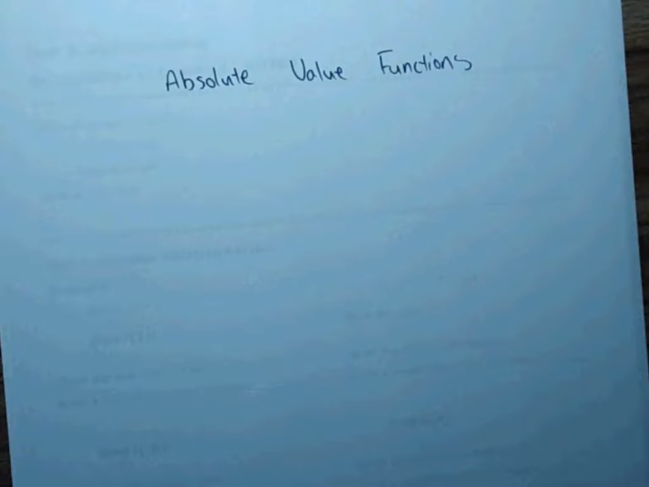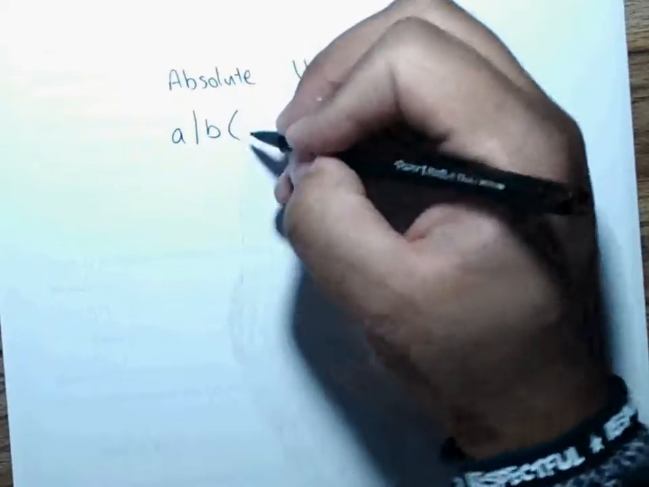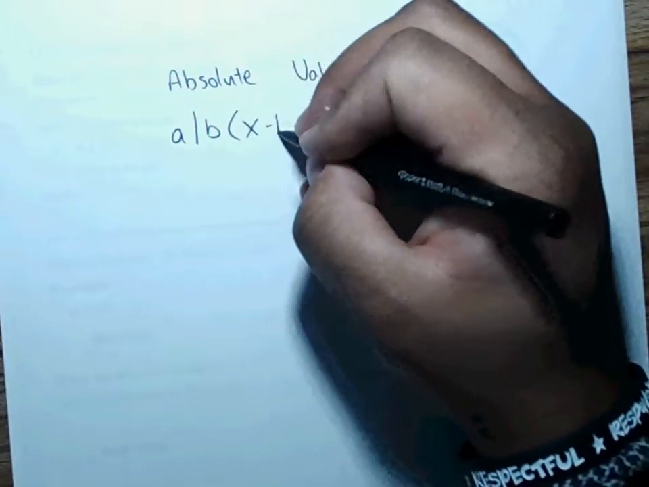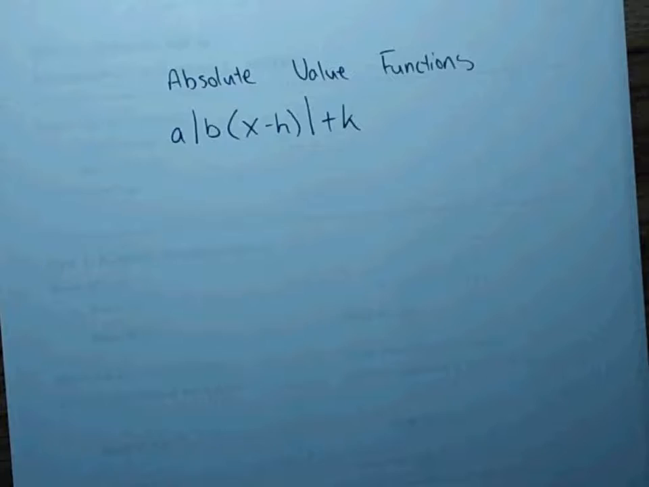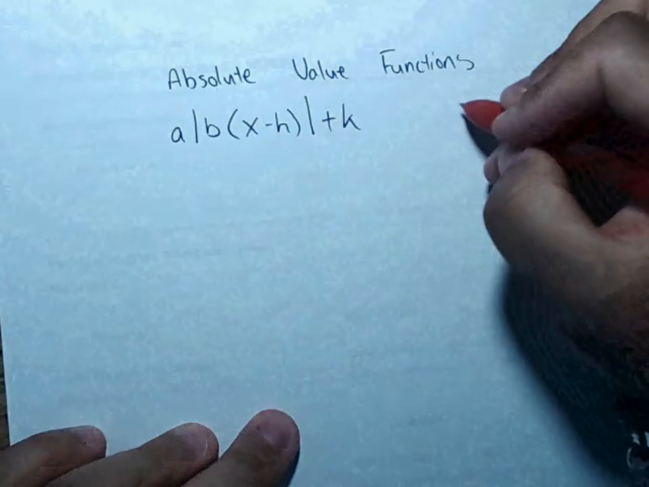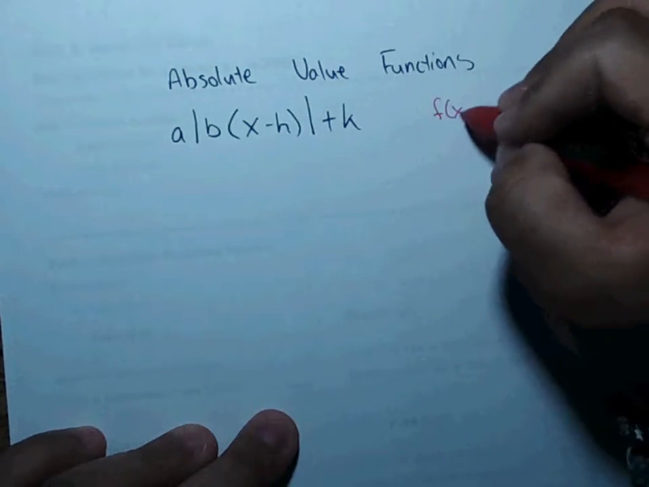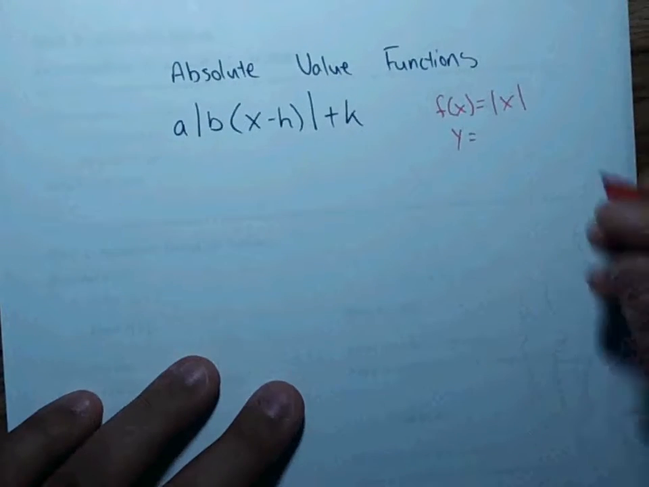However, I did want to introduce you all to the standard form of an absolute value function and show you what each part of the function does. So the standard form of an absolute value function is a times the absolute value of b, open parentheses, x minus h, plus k. And I'm going to take each one of these pieces and divide it up into what it does to the parent function, which in this case is f of x, or you can say y equals absolute value of x. This is your parent function.